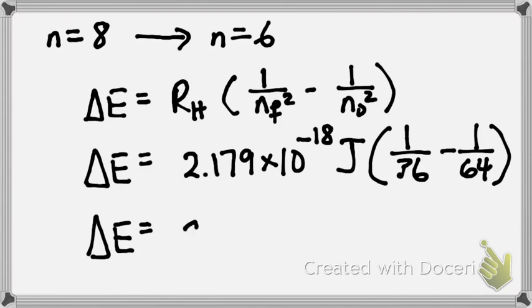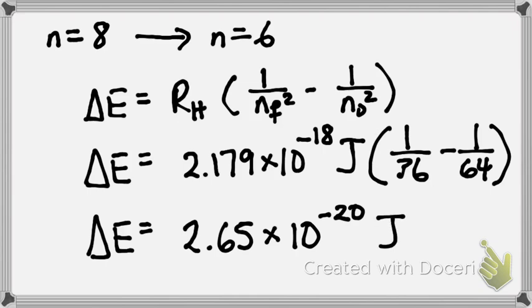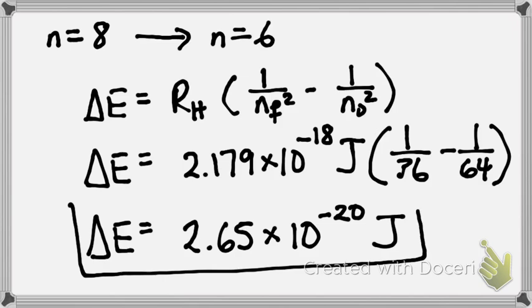And I get 2.65 times 10 to the minus 20 joules. This answers the first part of question 1A.